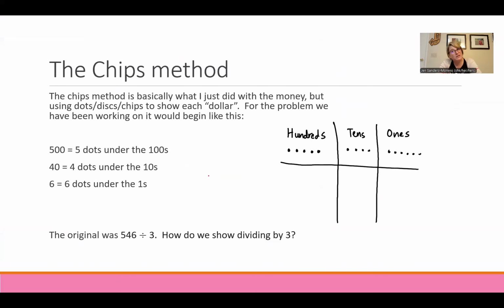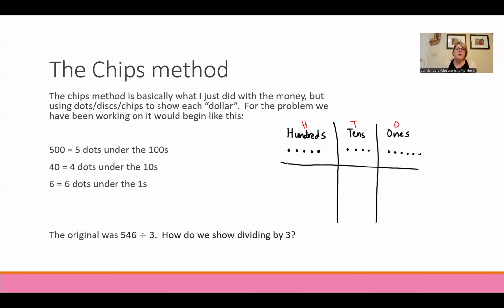And what the CHIPS, or sometimes the DISC method, refers to, cleverly enough, is discs or dots. Okay. So I want you to notice that what I have over here on our screen is kind of like a chart. So this is organizing our process. And we have our hundreds, our tens, and our ones. And by the way, if you're really lazy, which sometimes I am, I just write H, T, and O.